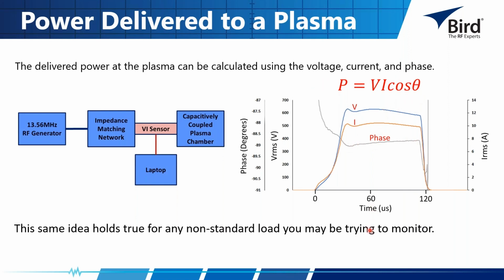This idea can hold true for any non-standard load you might be trying to monitor, whether it's a plasma chamber, some sort of inductive welding tool, or maybe something in an MRI active use case. It's always good to keep in mind, because the uncertainty is going to get too crazy with the directivity error on those coupler style measurements.